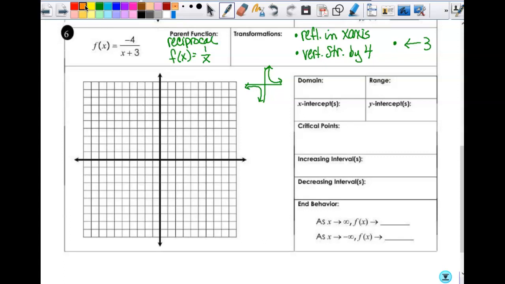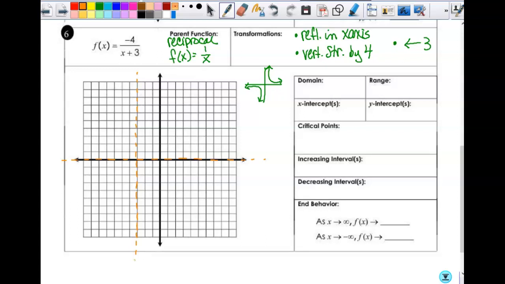So I know that my asymptotes for my parent function are on the axes, right? So since all we do is shift left, we don't shift up or down, then the one that's on the x-axis is still on the x-axis. But the one that was on the y-axis shifts to the left 3, and it's now at negative 3. Okay, we good with that?